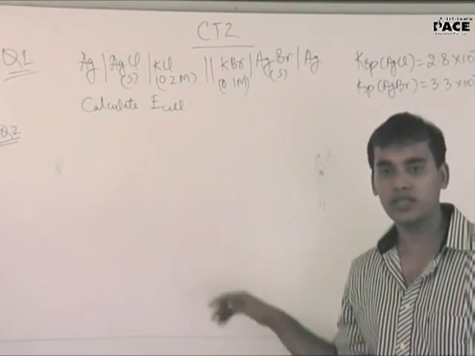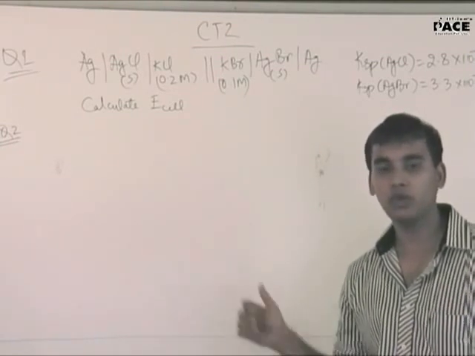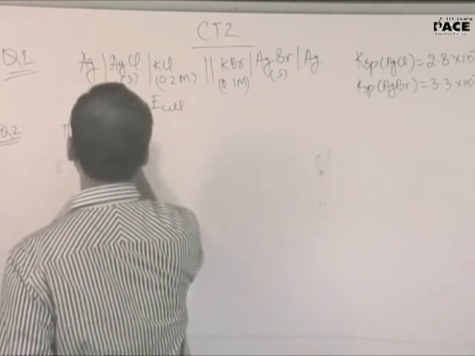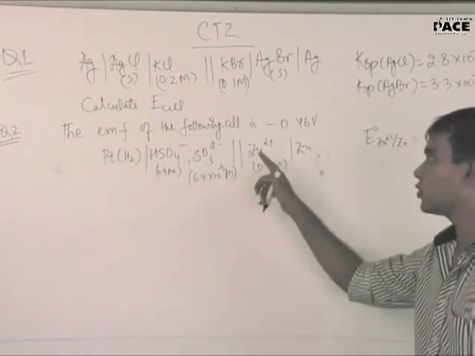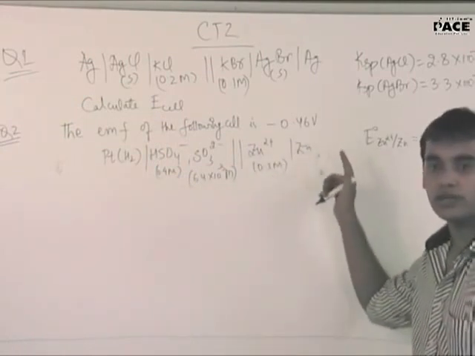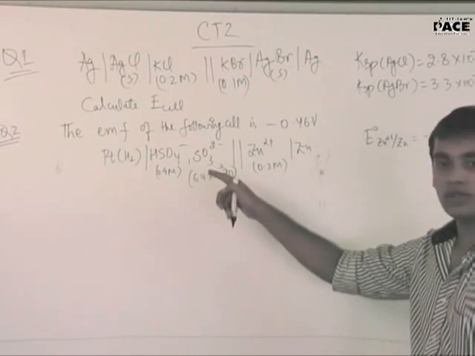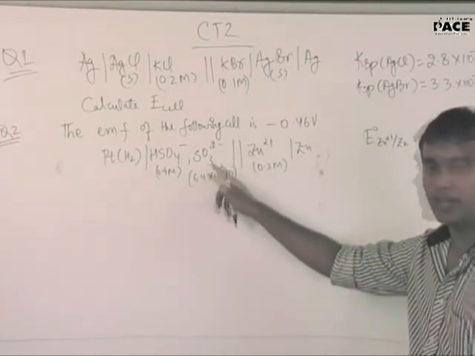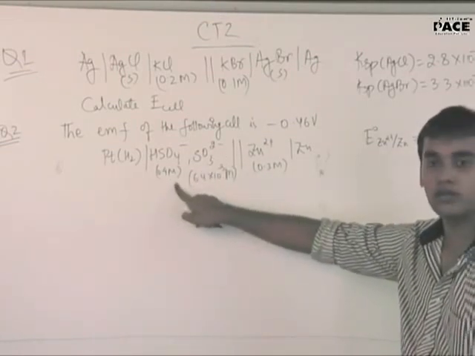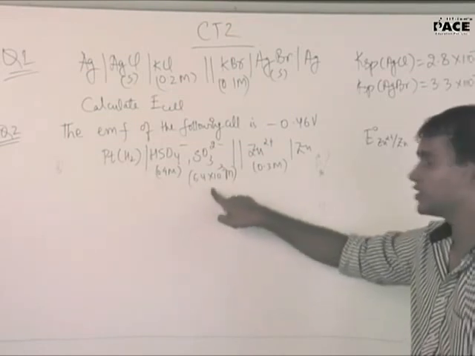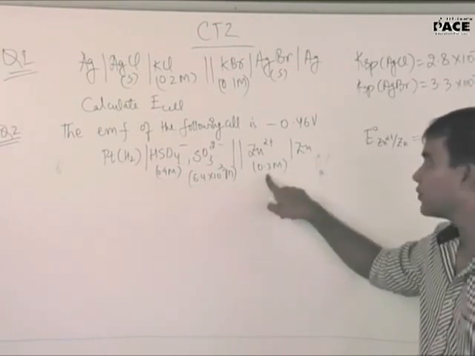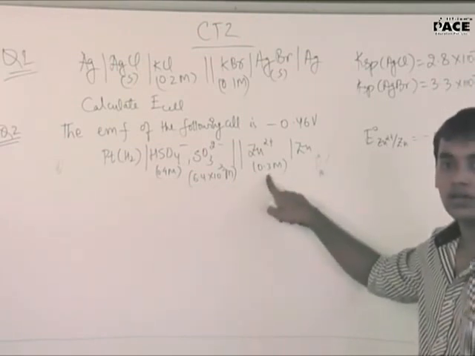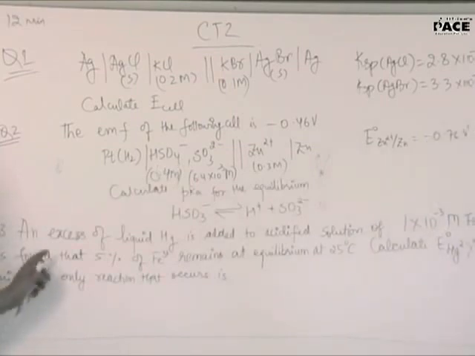Start solving it, copy the questions later. I'll give you time to copy the questions, start solving them. The EMF of the following cell is minus 0.46 volt. Platinum, hydrogen, slash HSO4 minus, this is 0.4 molar. Okay, this is 6.4 into 10 to the power of minus 3 molar, 0.3 molar. Clear? Okay, you just copy the questions and I will write down the formulas and then you start doing it.